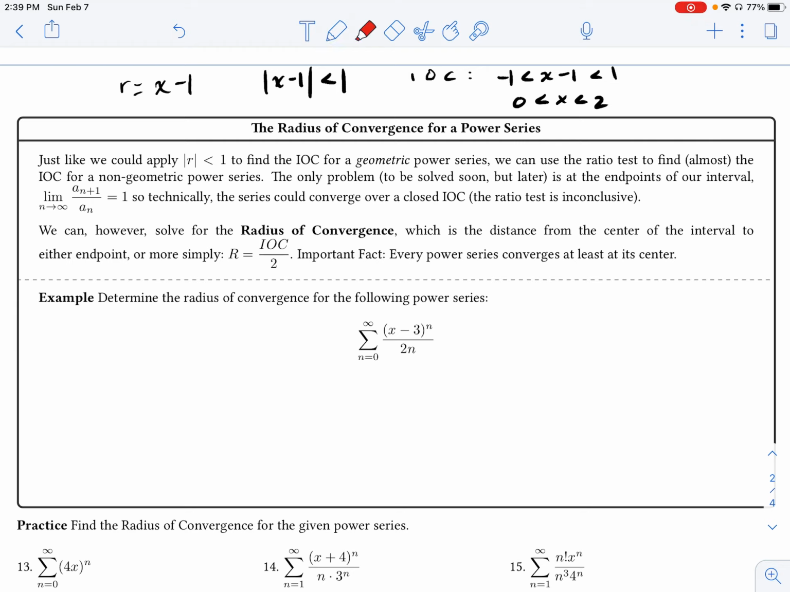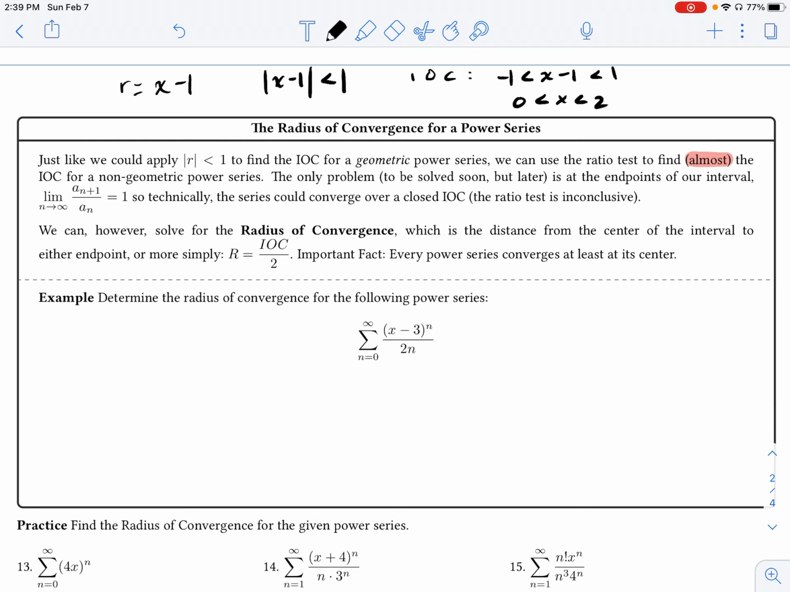And I write "almost" in my notes because technically we don't actually have all the convergence tests just yet to know exactly what's happening at every single endpoint. But we'll take care of that soon enough. We will go through all the convergence tests in just a bit. But at the same time, since we know our ratio test, we can say, all right, when the limit of our ratio is less than 1, then we know the series is going to converge for those values.